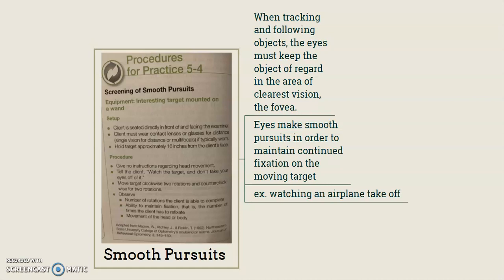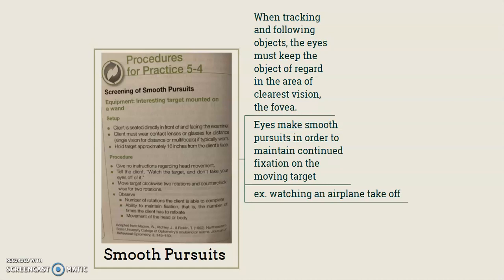You're looking to observe the number of rotations the client is able to complete. Are they able to maintain fixation, which is the number of times the client has to refixate? They lose track and then they go back. And you also notice the movement of their head or body. This is also just to check if they're compensating. Are they having to move their body to look at the target?